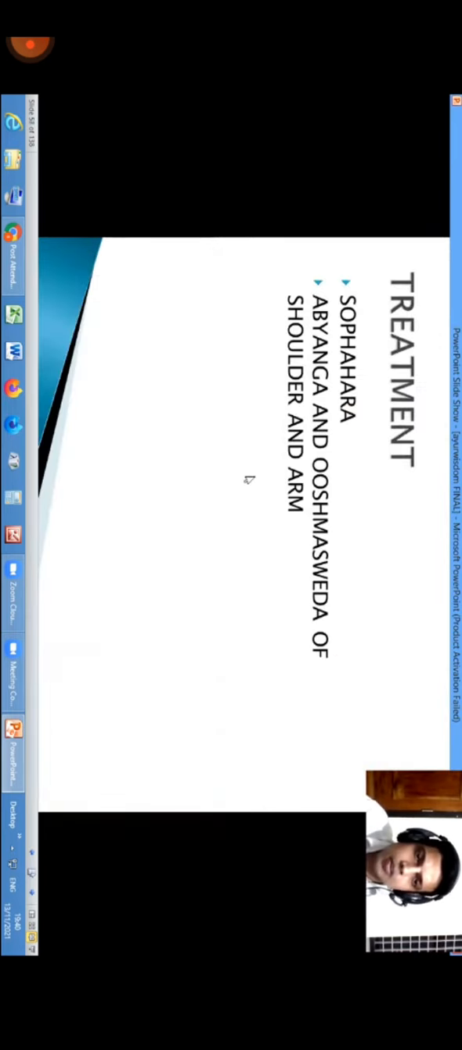Coming to treatment, Shophahara treatment is applied here. Abhyanga and Ushma sweda of the shoulder and arm will reduce the pressure effect on the radial nerve and reduce the symptoms.